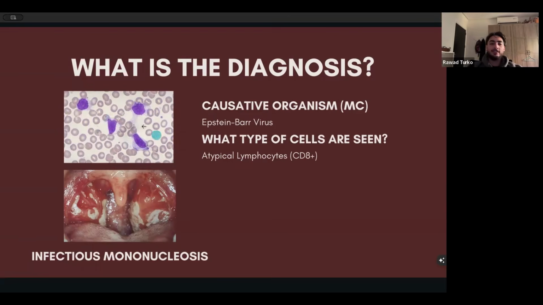Their nucleus isn't typical of a normal lymphocyte. These are called atypical lymphocytes, okay? What's a risk factor? I think I hinted at this with the case that I just gave you. What's a major risk factor?